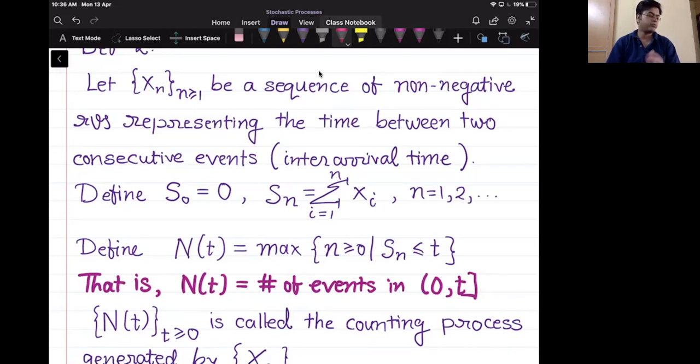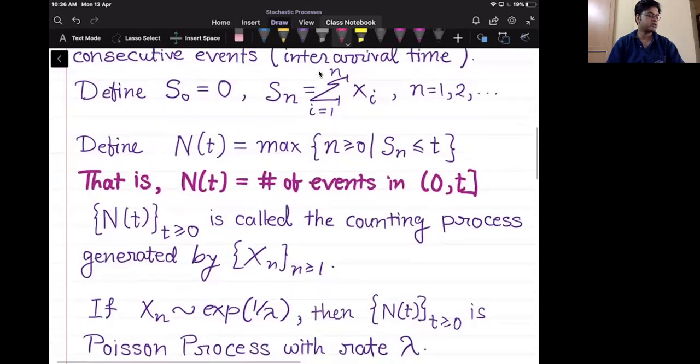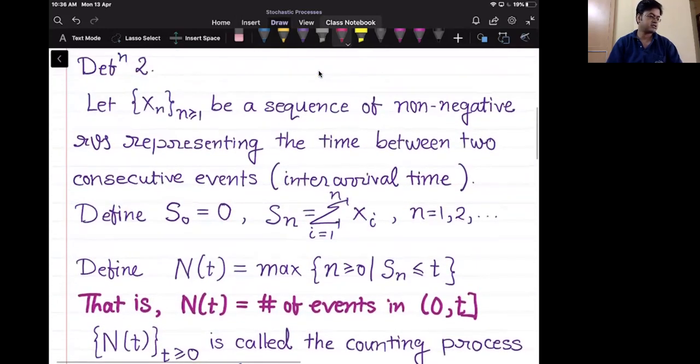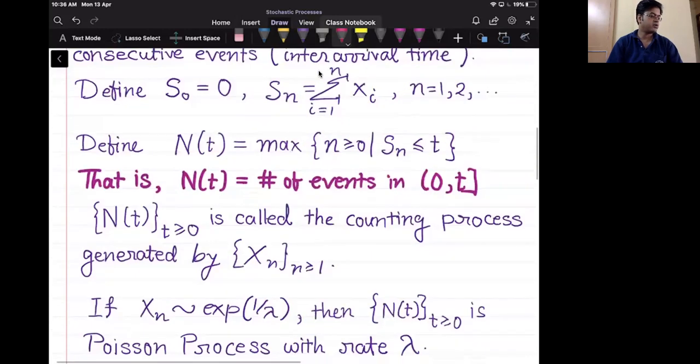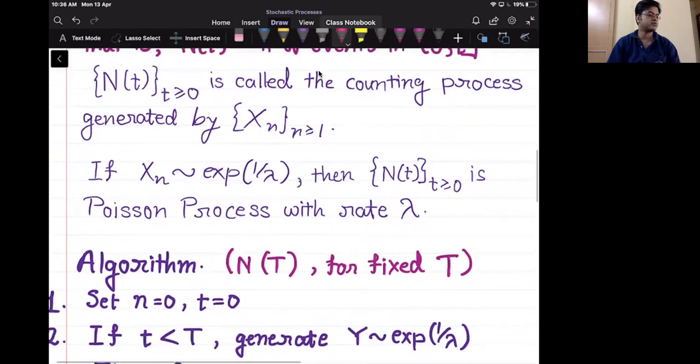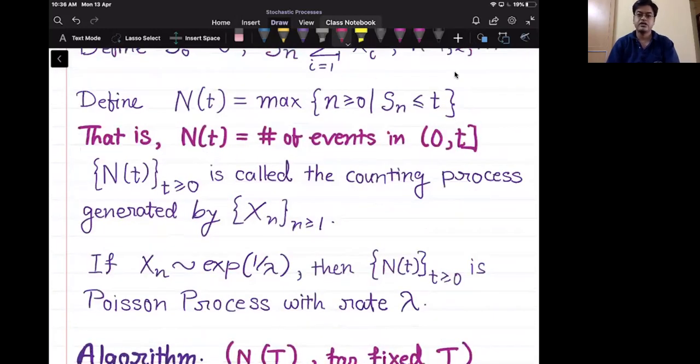Now when we define Poisson process, we said that if these Xn's that we are defining follow exponential distribution with mean 1 by lambda, then we say it's a Poisson process. But if these Xn's follow any continuous non-negative distribution, then we call such a process a renewal process. That is what we mean when we say a renewal process.